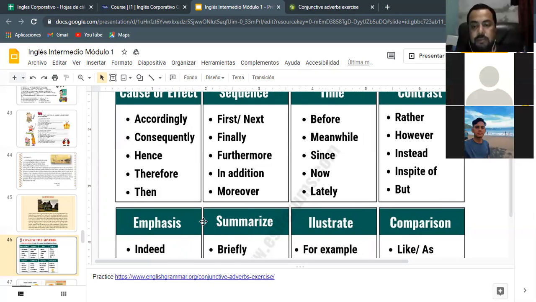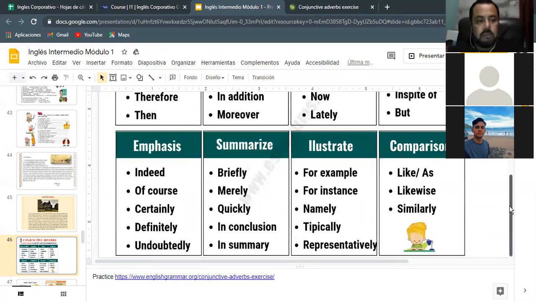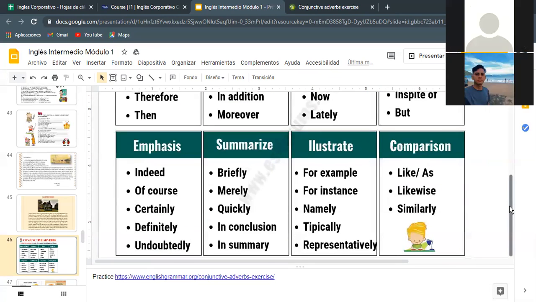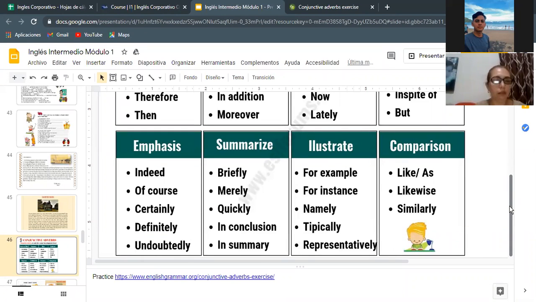Okay. So then we have other adverbs that we can use whenever we are writing longer ideas. Emphasis, right? Indeed, do you know what is indeed?